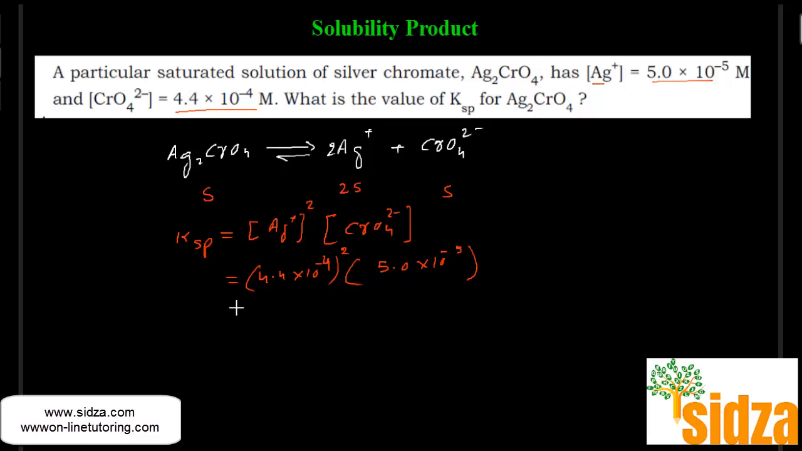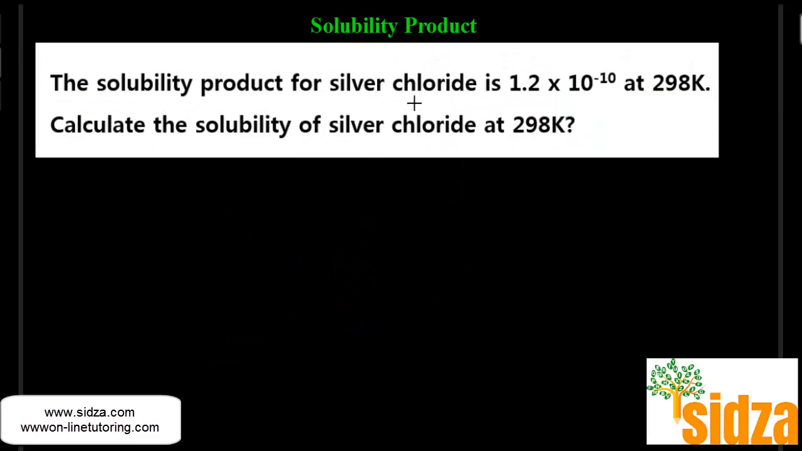And when you simplify this, the solubility product will be 1.1 into 10 to the power negative 12. So you can see this is the solubility product of the silver chromate. Now let's do some more questions on it.